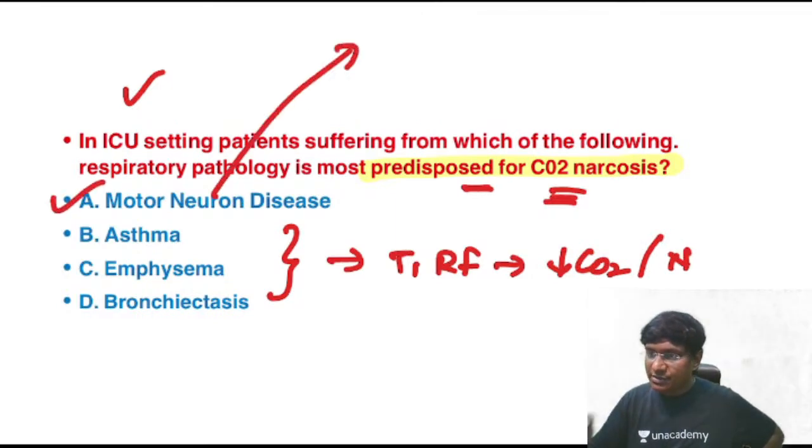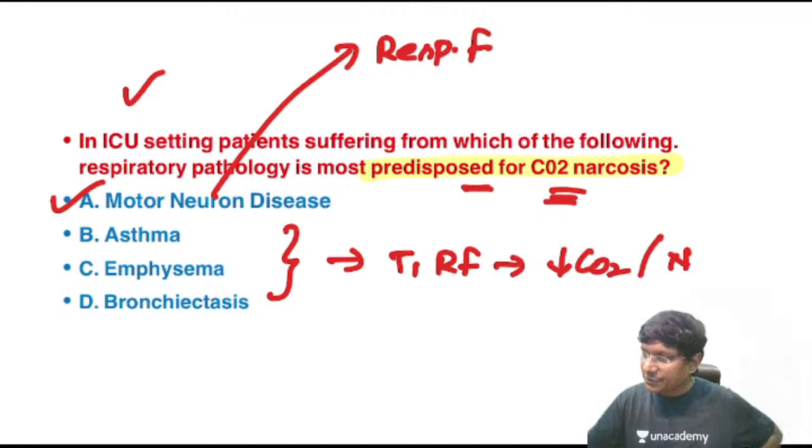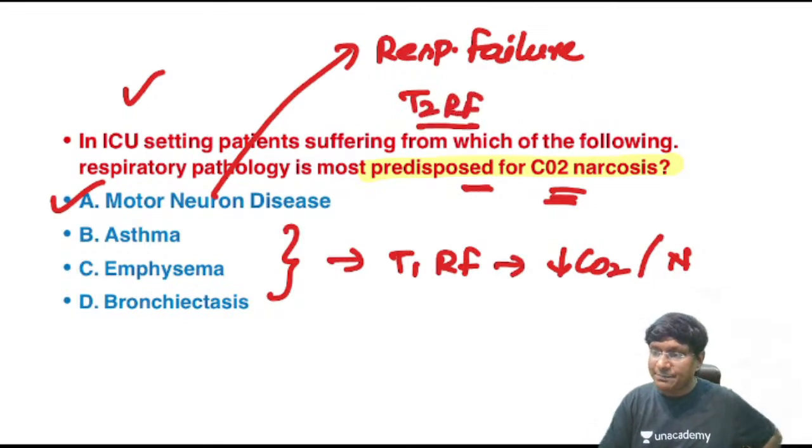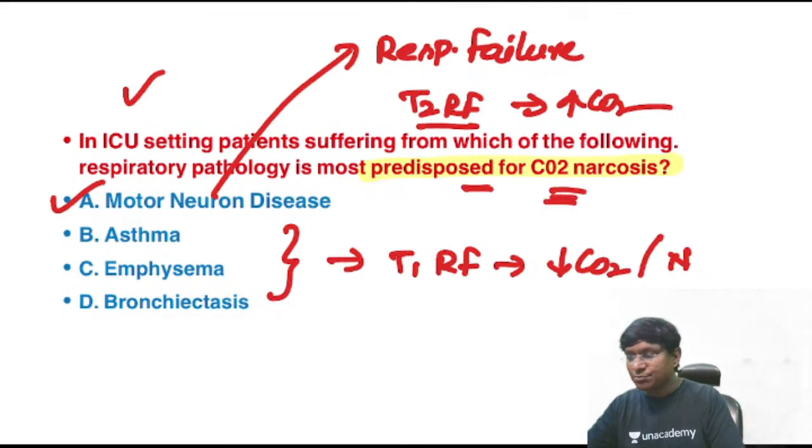Motor neuron disease, we have discussed and revised in neurology. The cause of death in these patients will be respiratory failure. And what type of respiratory failure? Type 2 respiratory failure, where the individual will have hypercarbia causing carbon dioxide narcosis. So the answer is A, that is motor neuron disease. It is not your emphysema, it is not even your bronchiectasis, right?